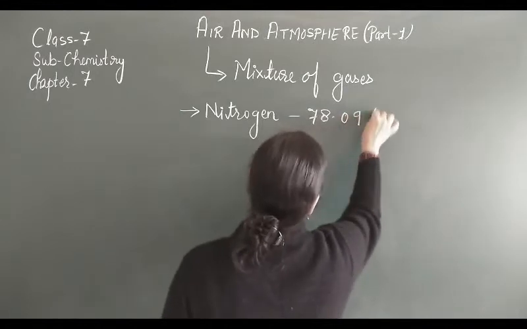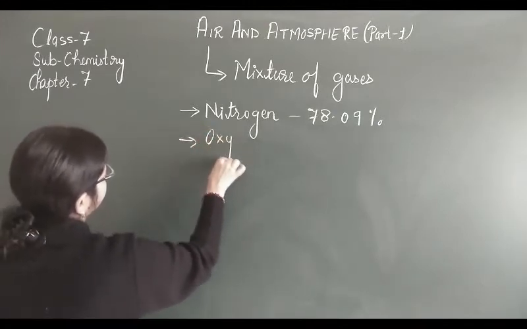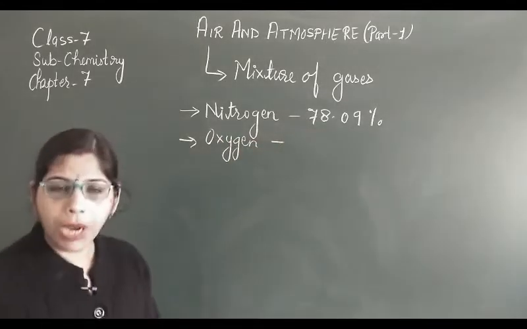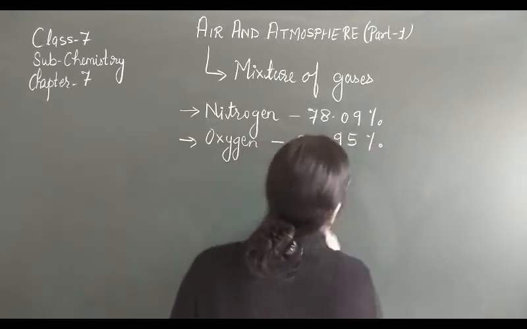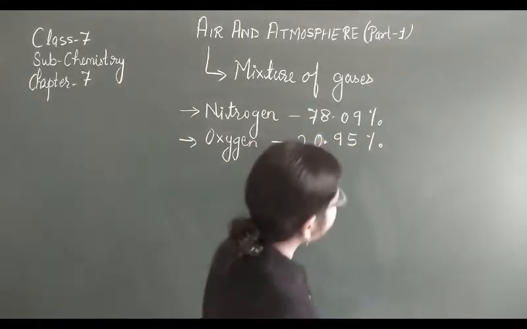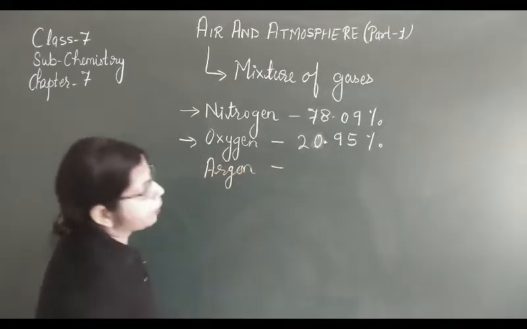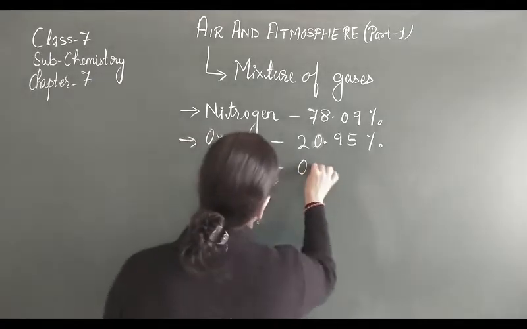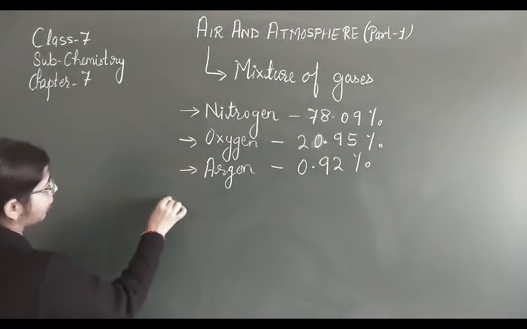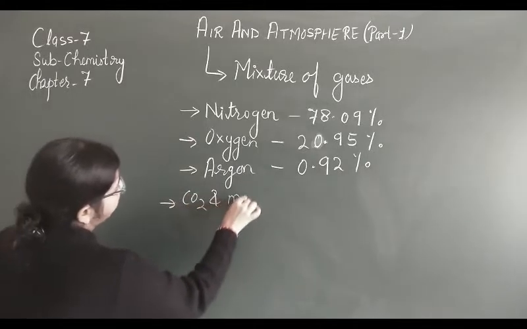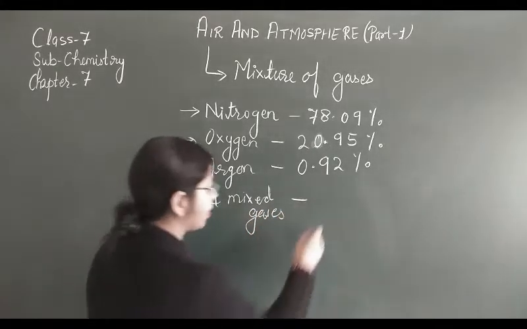78.09%. The second largest is oxygen, which is about 20.95%. Okay. Next is argon. It is present in the atmosphere in a small amount, that is 0.92%. And then carbon dioxide, CO2, and other gases, approximately 0.04%.